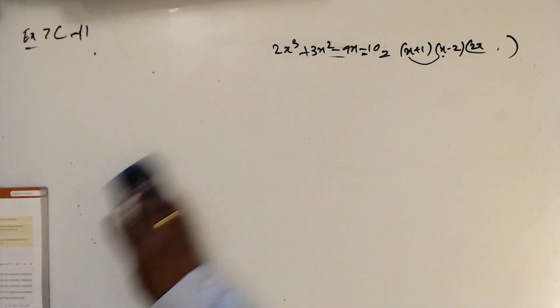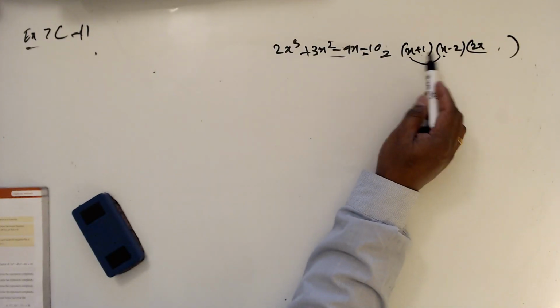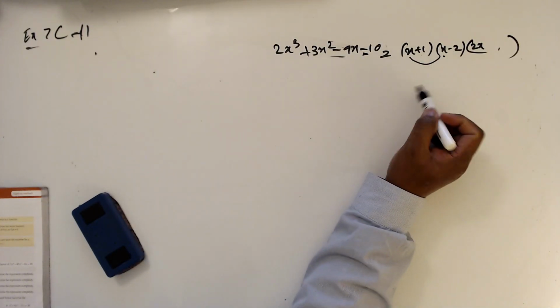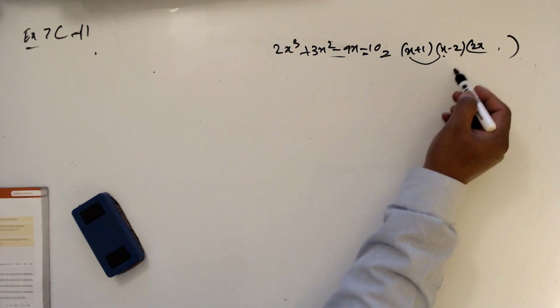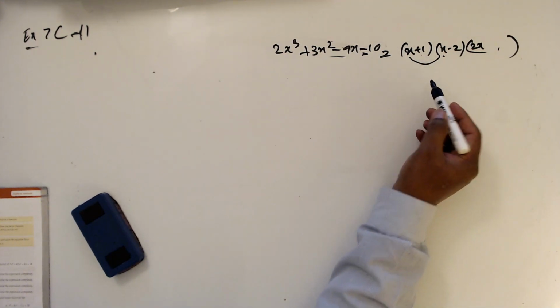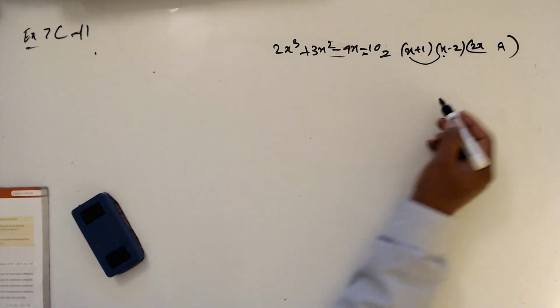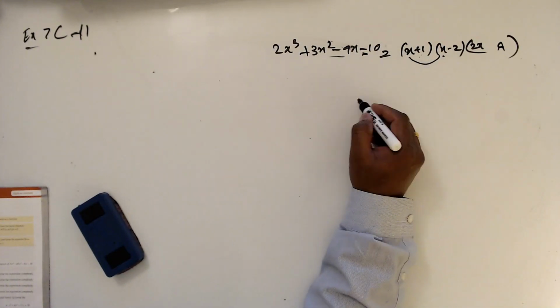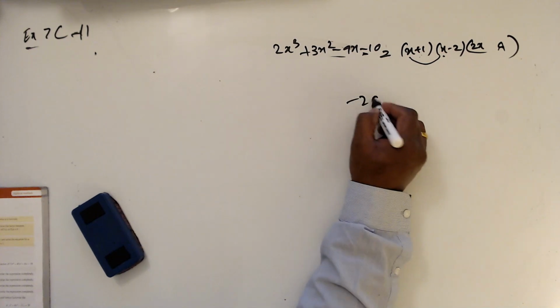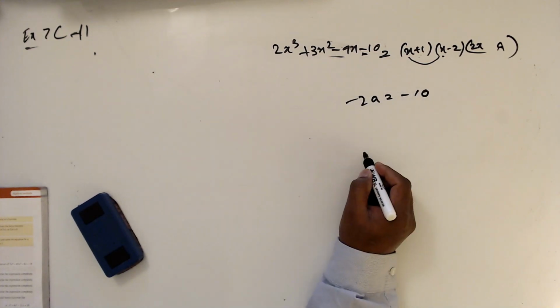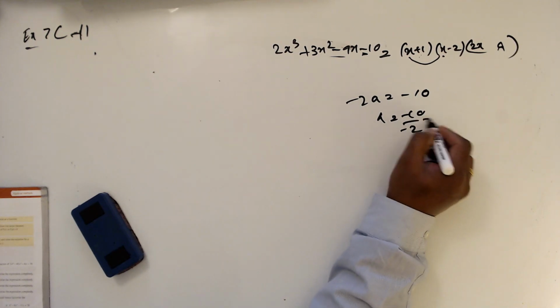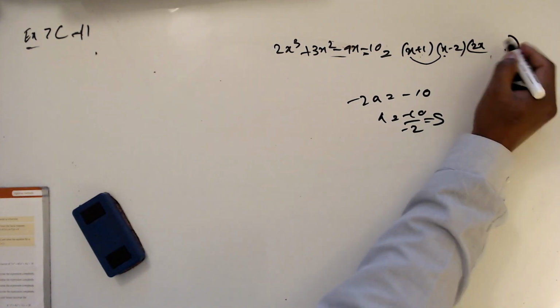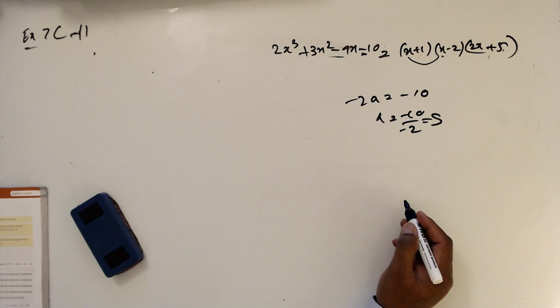Now plus times minus 2. To get the constant, you have to multiply all the constants. I will take this one: 1 times 2 minus 2 times a, minus 2a has to be minus 10. Then a equal minus 10 divided by minus 2, 5. So this has to be plus 5.